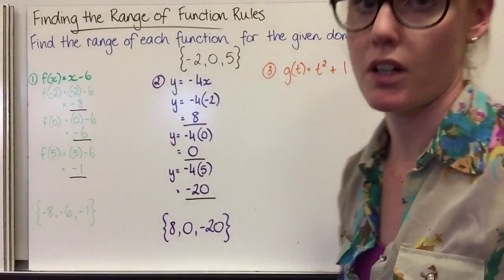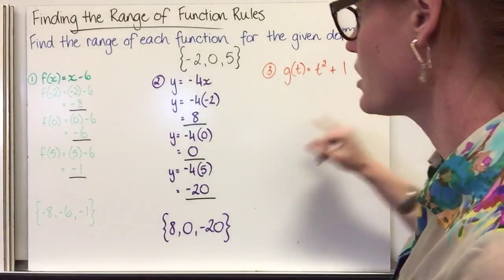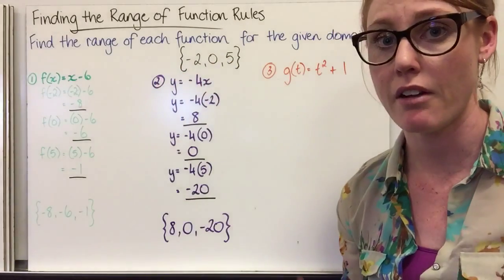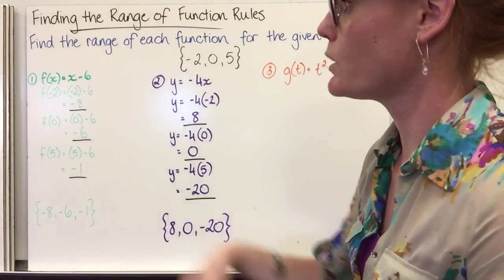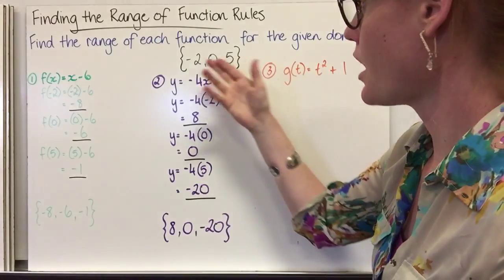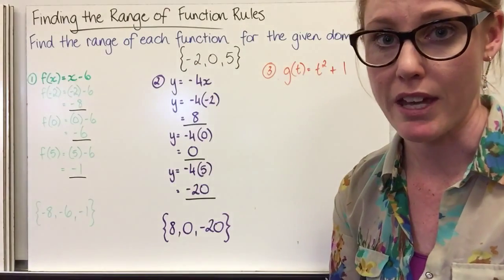Finding the range of function rules. Find the range of each function for the given domain. So the given domain is negative 2, 0, and 5. They are our input values or our domain values or our x values. And we are going to be given a function that we need to work out the range values for the domain values that we have been given.